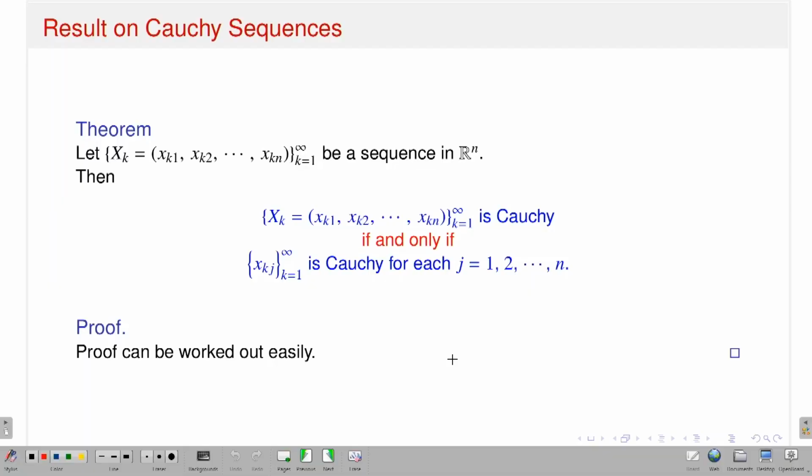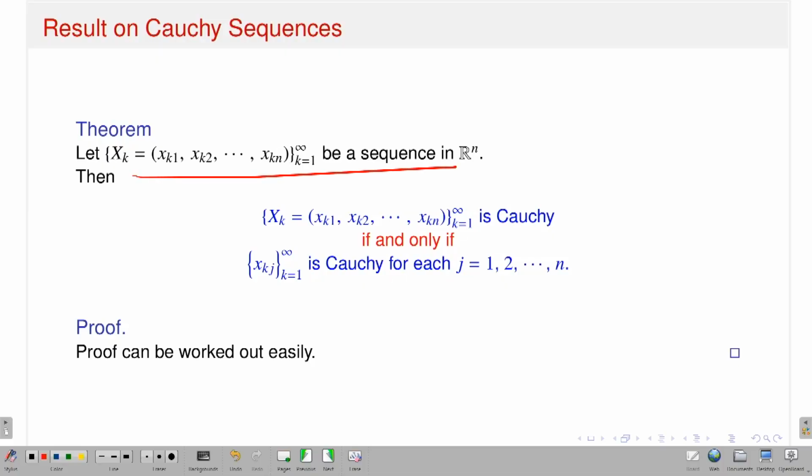So if I have a Cauchy sequence capital X_k in the n-dimensional Euclidean space, then I have the corresponding n component sequences in R. What can I say about the Cauchy property of those sequences? This is a theorem. Let x_k be a sequence in R^n. Then the sequence x_k is Cauchy if and only if all the component sequences are Cauchy sequences. Again, the proof is very straightforward. What we have to do is just use the definition of the Euclidean norm.